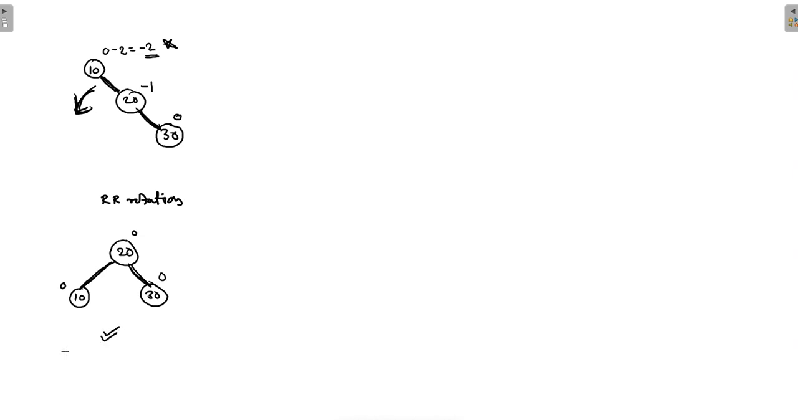balanced tree. In the same way, we have another rotation. Suppose we have a tree. Suppose the root node is 30.